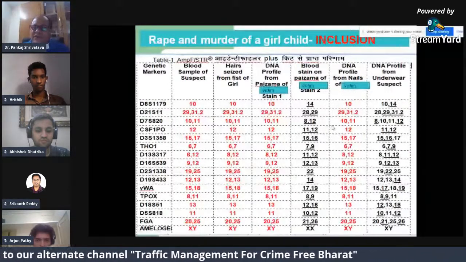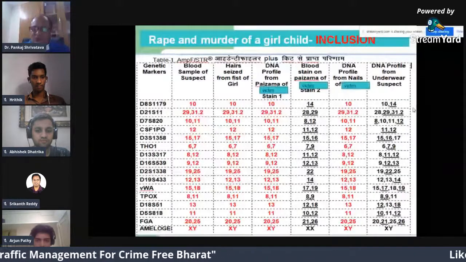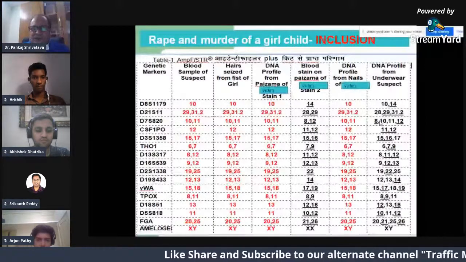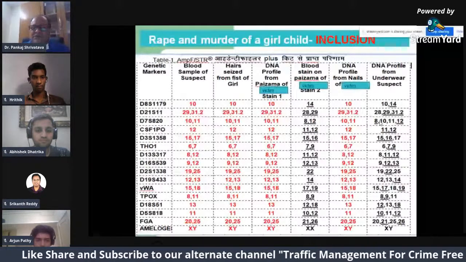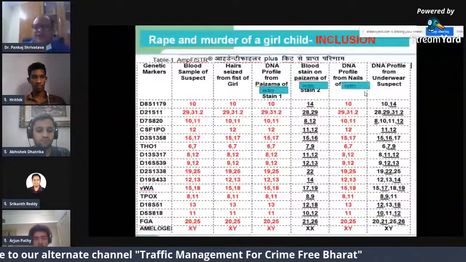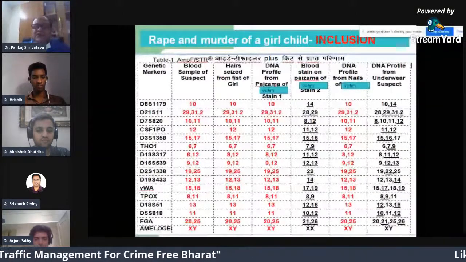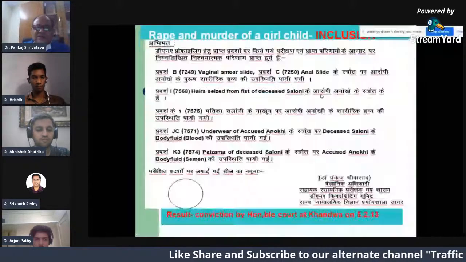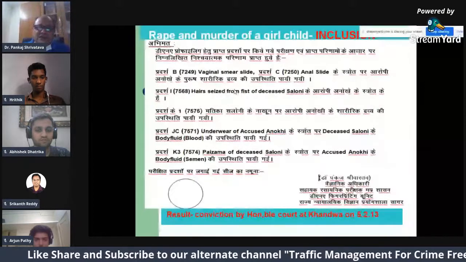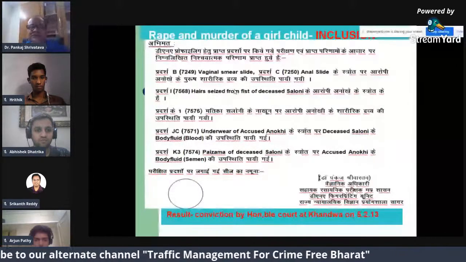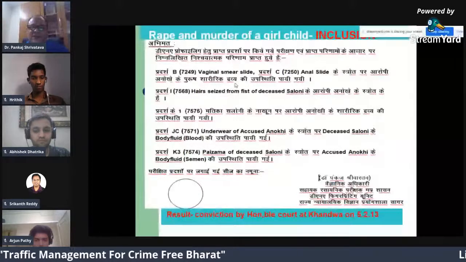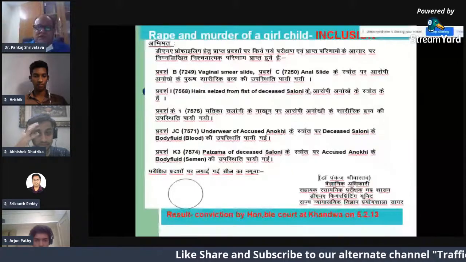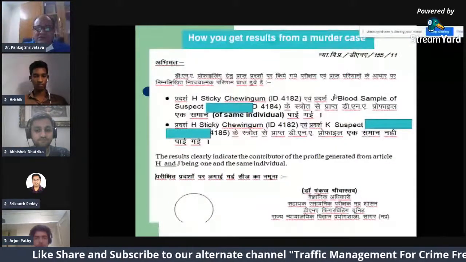And from underwear of suspect, we got the mixed profile where all the alleles from the profile of this girl were found. So this was a complete case of inclusion. So this is how DNA report is finally generated, that on vaginal slide, on anal slide, the presence of body fluid was detected. The hairs found are from the source of the accused. So this type of conclusive opinion is generated by doing DNA examination.